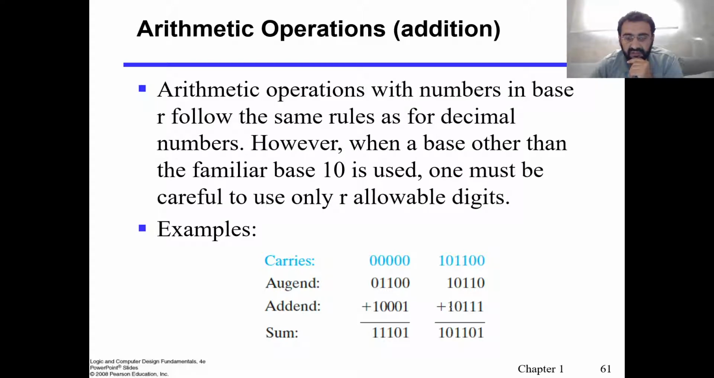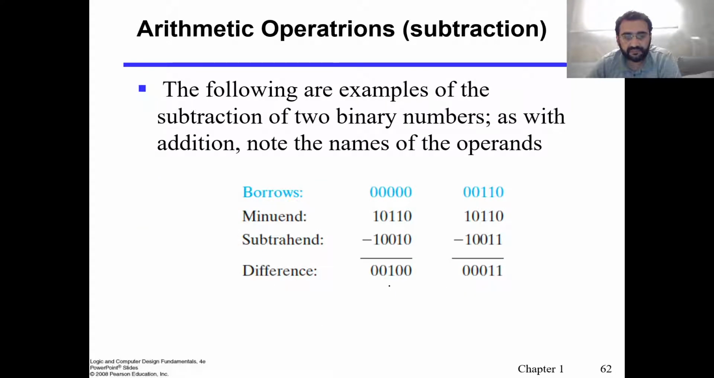And then we have 1 plus 1. And this gives 10. We write 0, we carry 1. And then here we do not have any more digits. So we just write the 1 here. So this is the simple addition operation that we do with the binary system. And this is the same thing for the other systems, for the octal and hexadecimal.